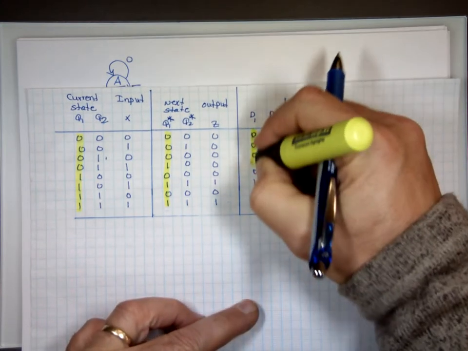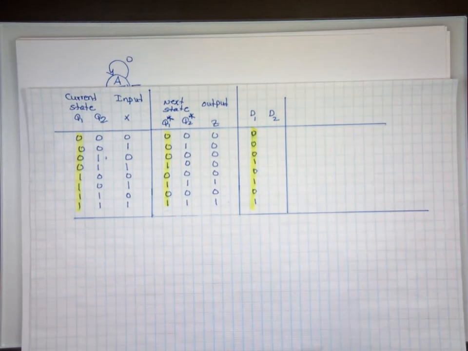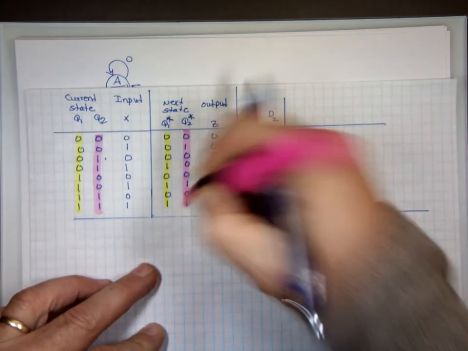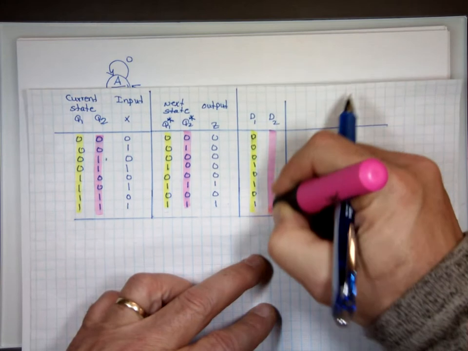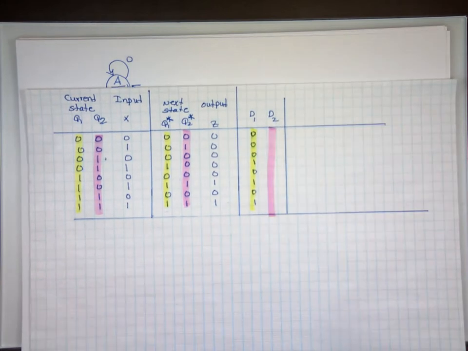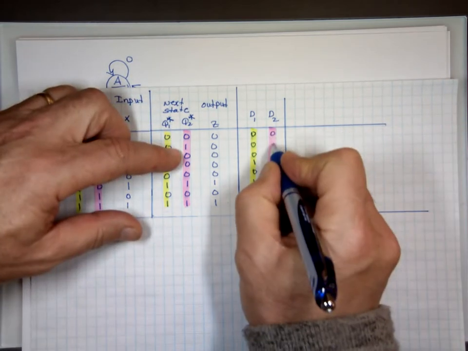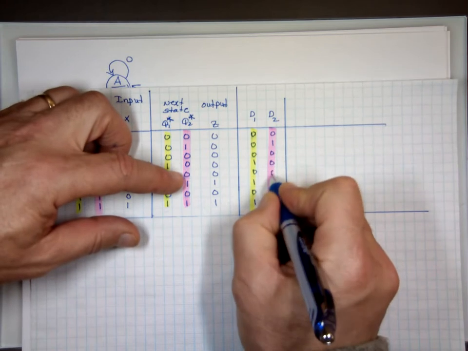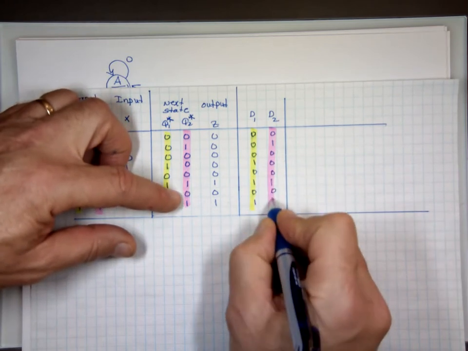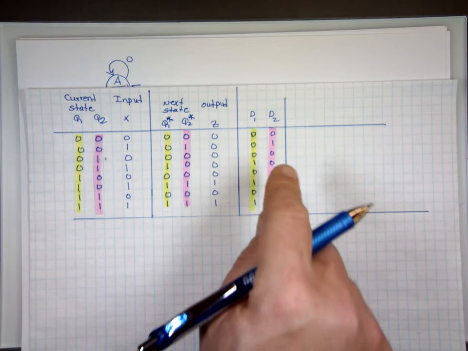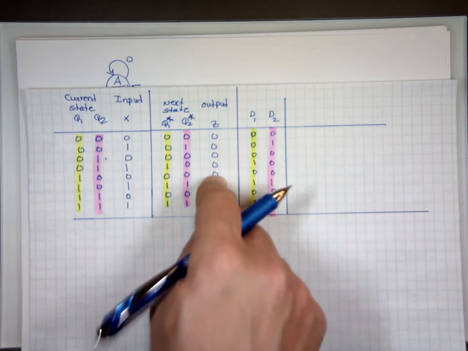But you can look at the excitation table if you want to do it the other way. And Q2 here, and this is what D2 is going to be: 0, 1, 0, 0, 0, 1, 0, 1. Done. I just got to do a K-map for D1, a K-map for D2, a K-map for Z. Three of them.